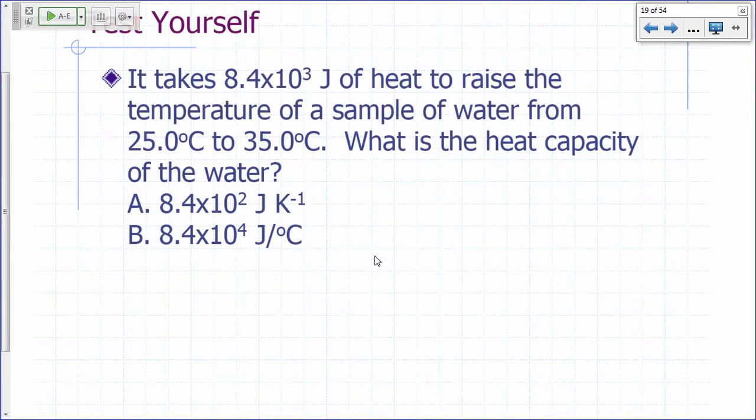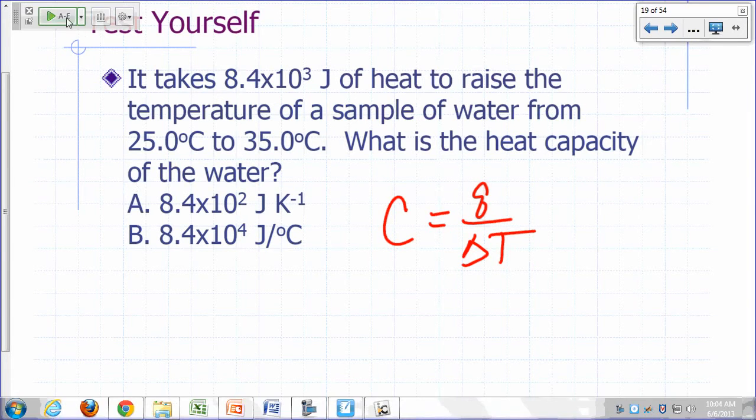So let's look at some simple examples. Let's say it takes 8.4 times 10 to the third joules of heat to raise the temperature of a sample of water from 25 to 35 degrees Celsius. What's the heat capacity of the water? What's our formula for heat capacity? Capacity is Q over delta T. It should take you only like 20 seconds to figure it out, right? So anytime you're ready, click your answer.